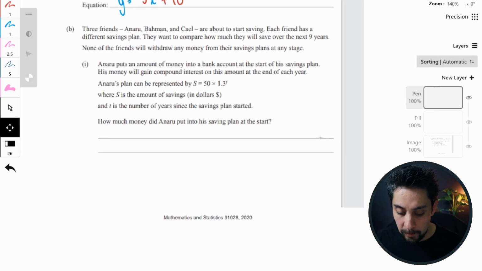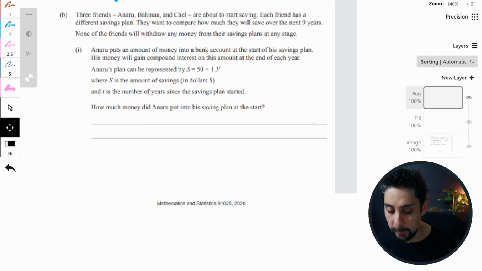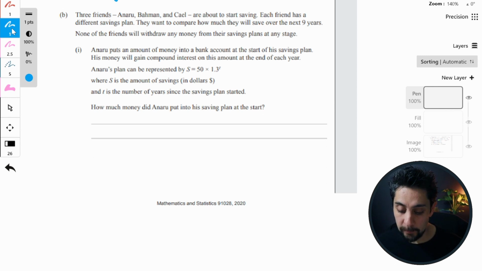Okay. We have 3 friends, Anadu, Barman, and Kale. They're about to start saving. Each friend has a different savings plan. They want to compare how much they'll save over the next 9 years. None of the friends will withdraw any money from their savings plan at any stage.